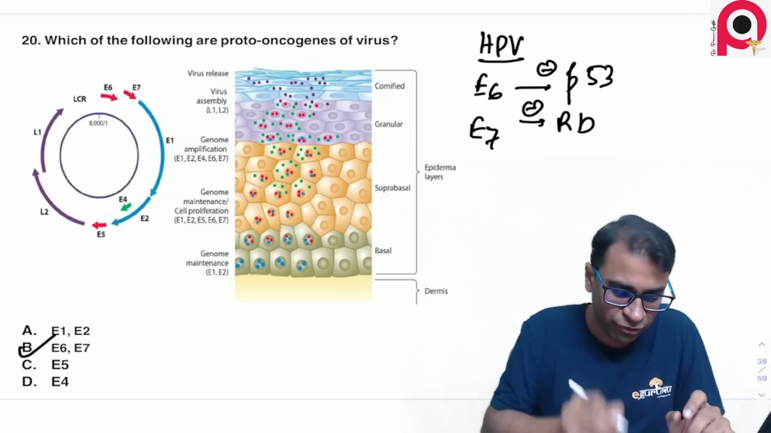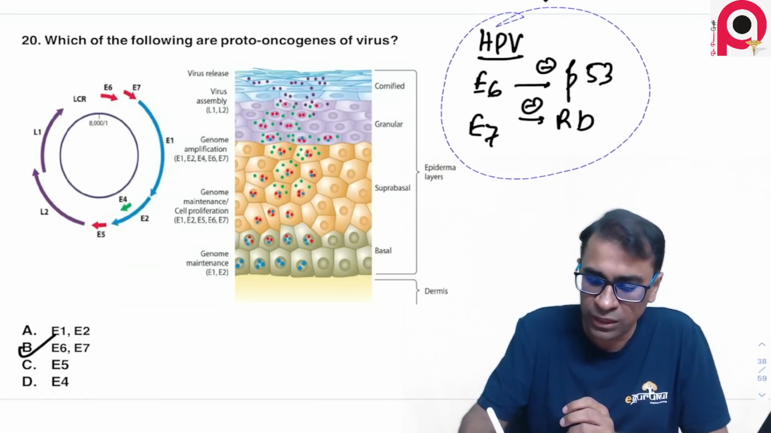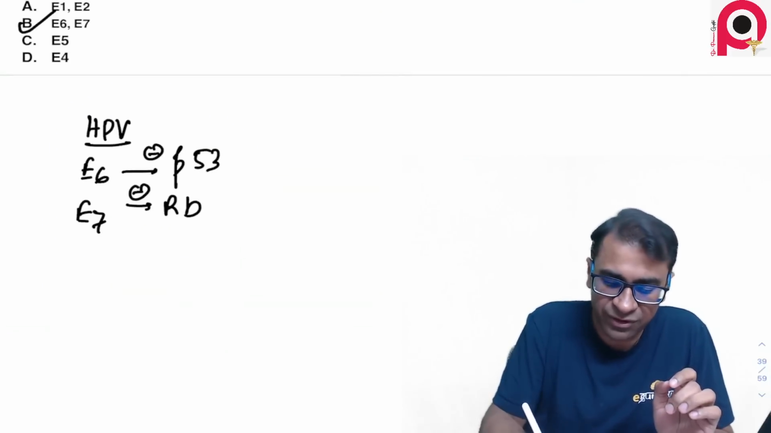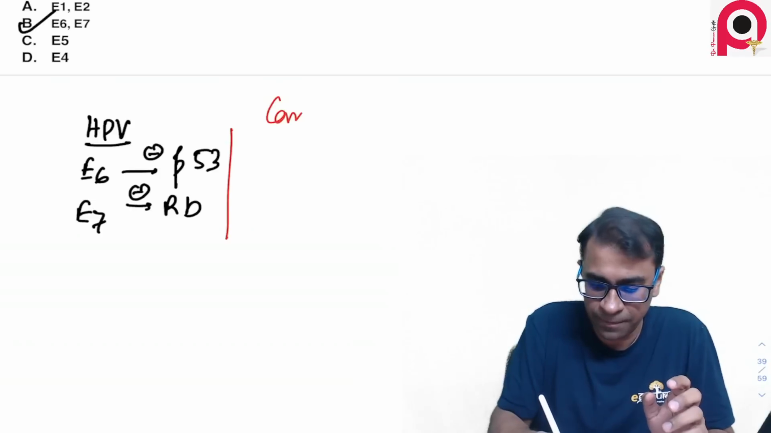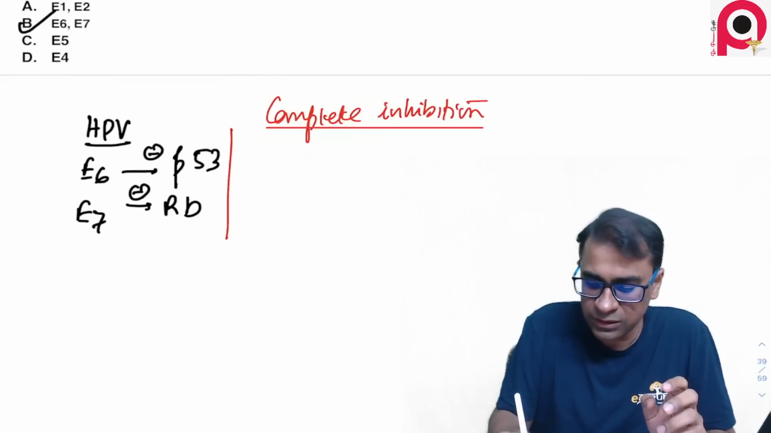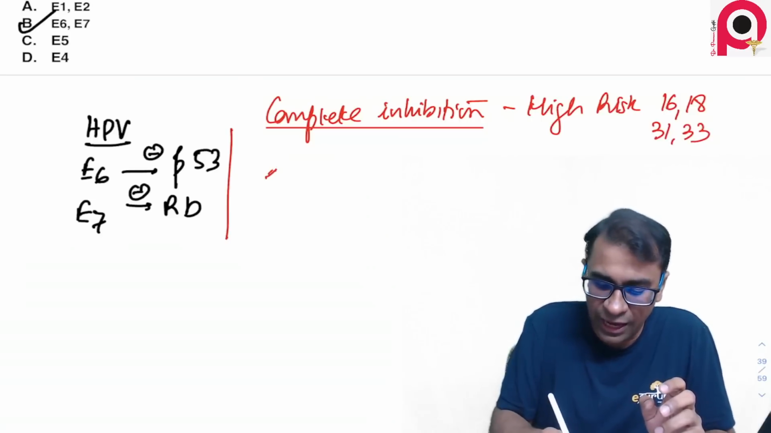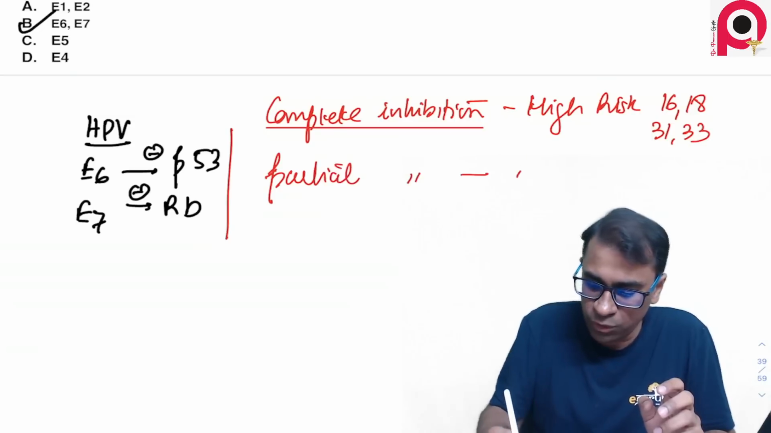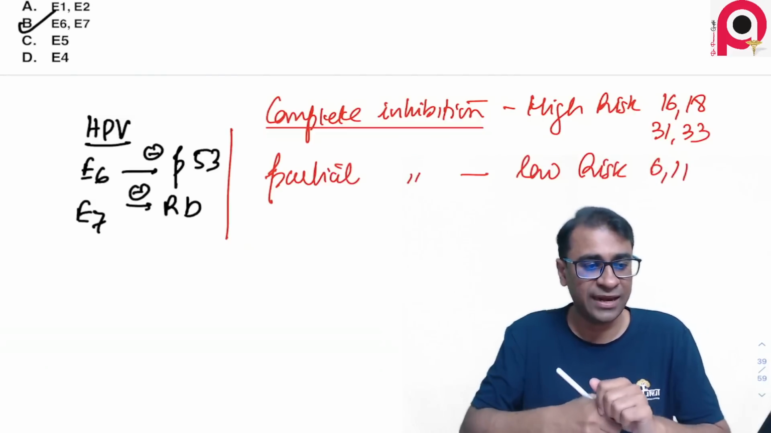That simple case of E6 and E7 belongs to the human papilloma virus. And also remember how I tell you that if there's a complete inhibition of P53, this is actually causing a high risk HPV. High risk HPV examples: 16, 18, 31, 33. And partial inhibition would be a low risk human papillomavirus: 6 and 11.